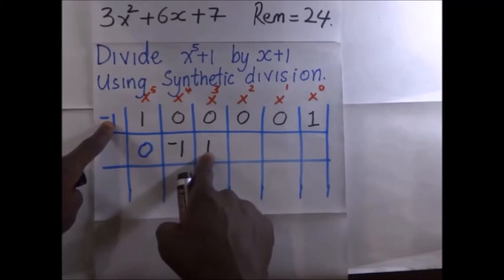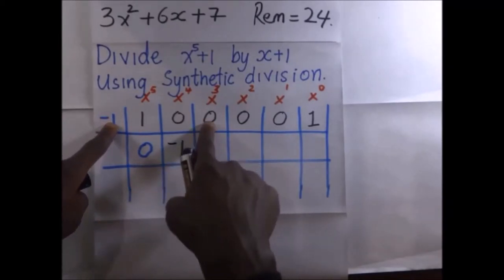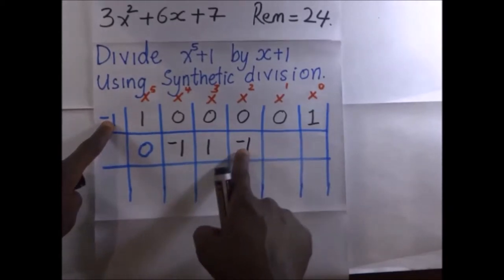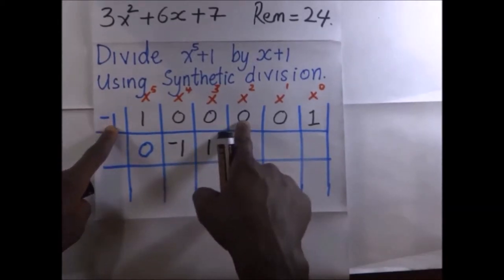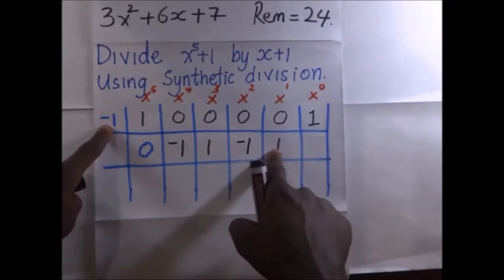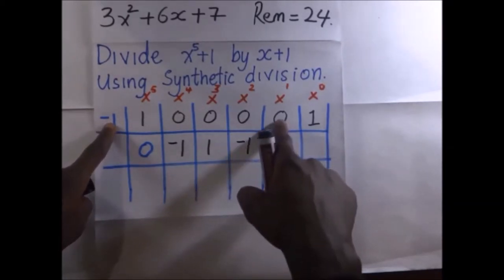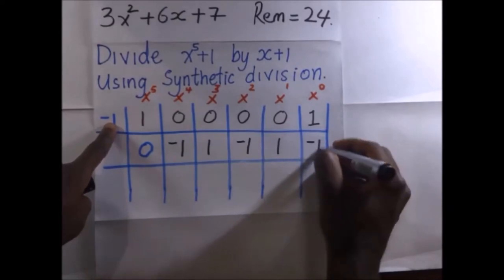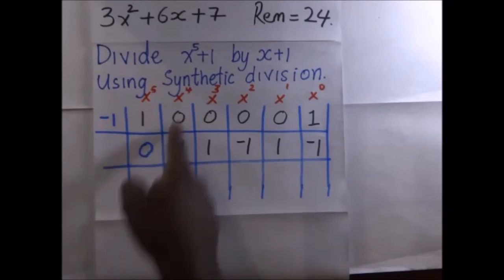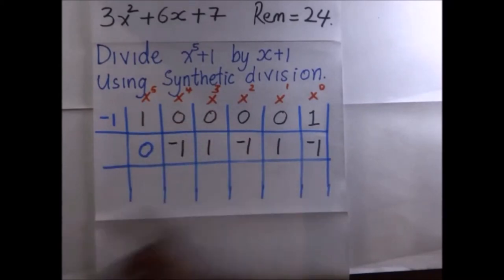Negative 1 times 1 plus negative 1 times 0 is going to give us negative 1. Negative 1 times negative 1 plus negative 1 times 0 is going to give us positive 1. Negative 1 times 1 plus negative 1 times 0 is going to give us negative 1. Then you go on and add this, that, that, up to the end.